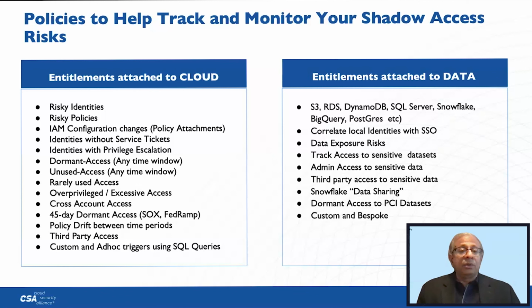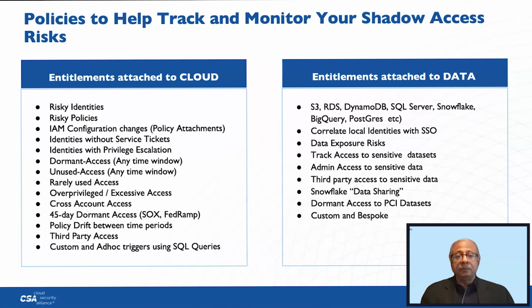identities without service tickets, identities that can privilege escalate themselves, dormant access, for example, access not used in 90 days, unused access, rarely used access. Again, these are examples of access given at one point in time for a legitimate reason, but should have been revoked and never has been revoked. So it becomes an exception or rarely used access. Over-permissioned access, dormant access that breaks your SOX and FedRAMP compliance.